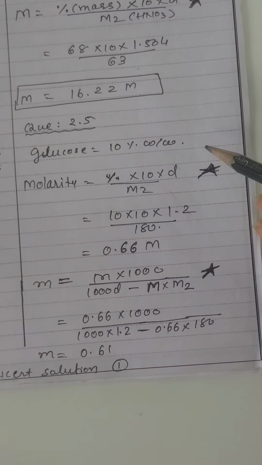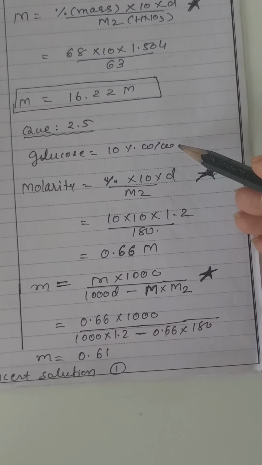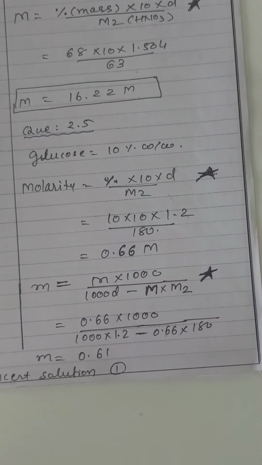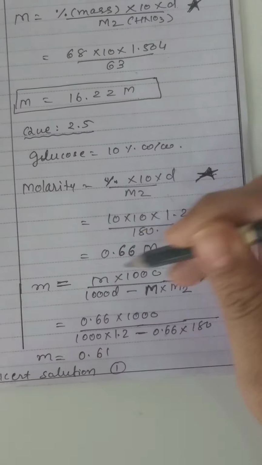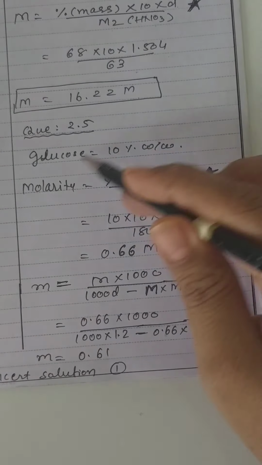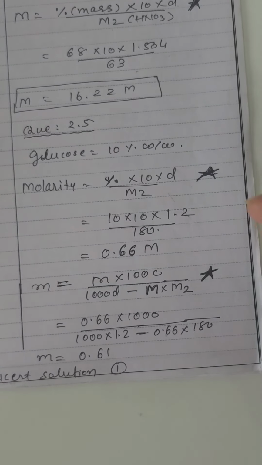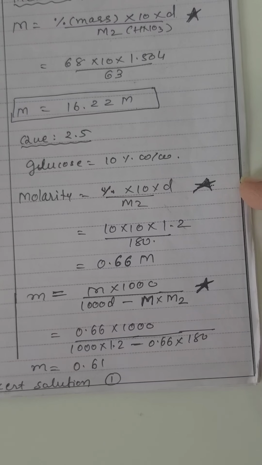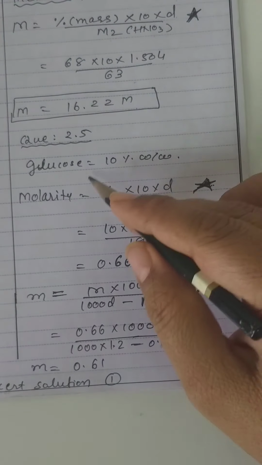Glucose, it is given that is 10% W per W. Now molarity, now we will do according to the shortcut method that you have to remember, because when you are doing MCQ you have to save time for the next question also. So always remember these shortcuts.